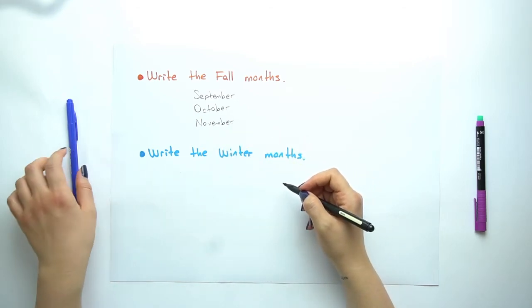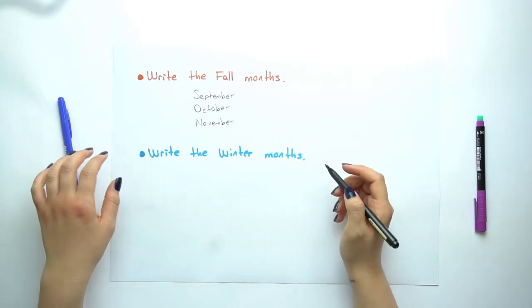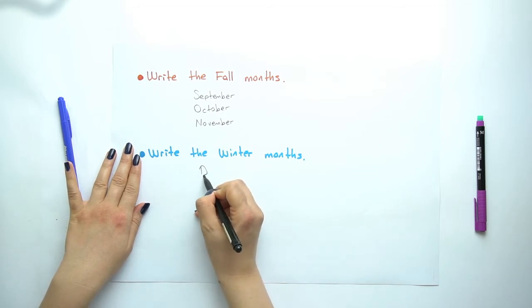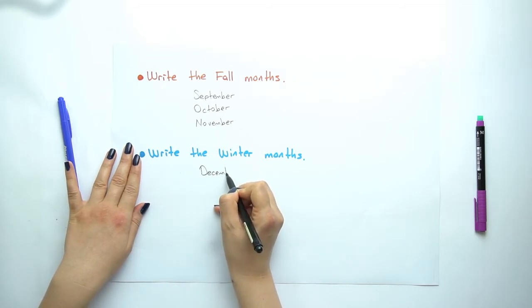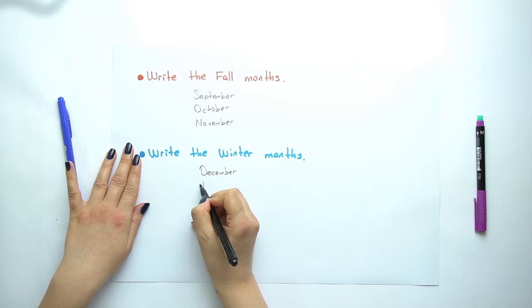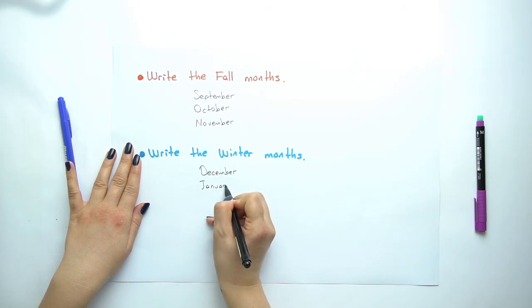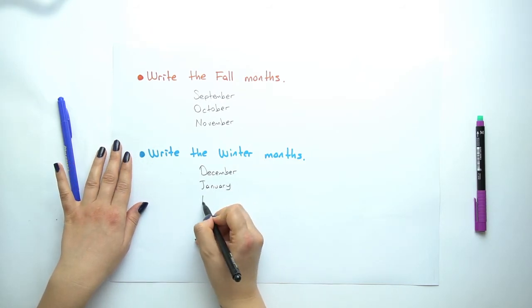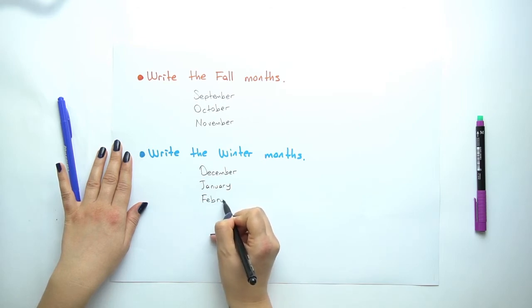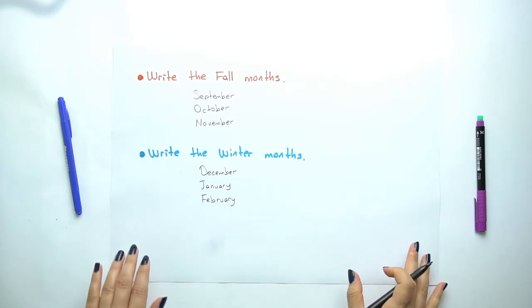Okay, and last part, what about the winter months? We have December, then we have January, and then we have February. These are all winter months.